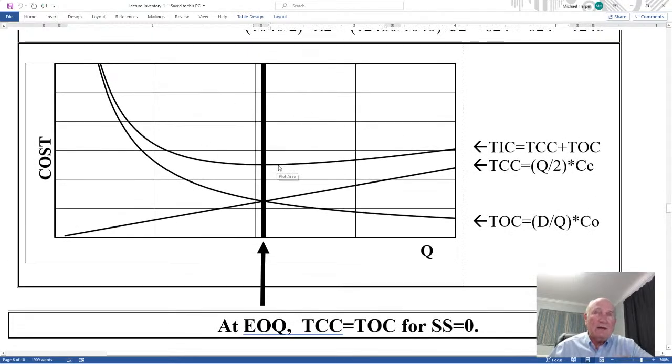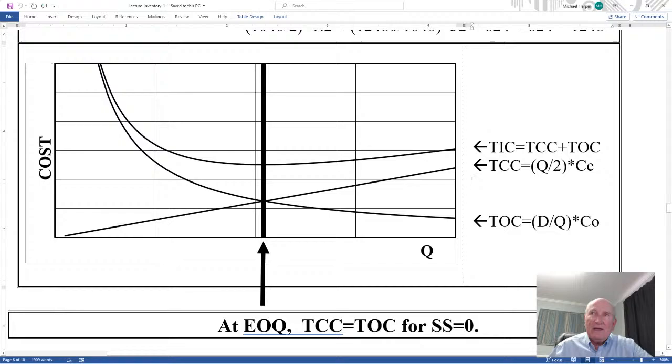Not only will the concepts within this graph be important for the homework, I'll also ask about them in the exam at the end of this course. So the idea here at EOQ, which is that point right there on the Q axis, there are different values of Q. Q can equal EOQ, and if that's true, then the total inventory cost is minimized, but the ordering and carrying costs are equal.